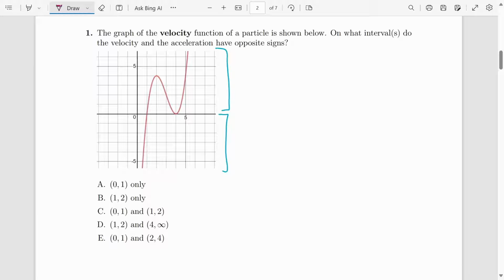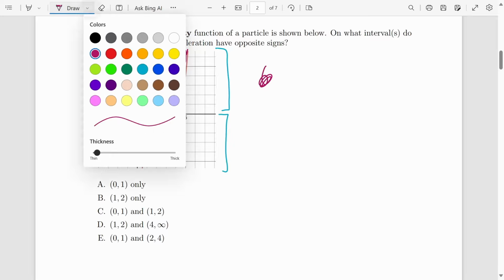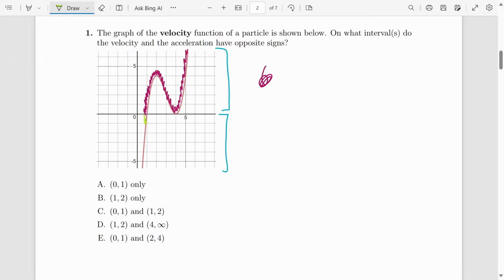So I'm going to use this kind of purple color whenever the velocity is positive, and I'll do a lime green when it's negative. So I said when the velocity is positive, it's just in the top half of the graph. So I'm going to shade the top half of the graph in this purple. And then on the bottom half, I'll do this green whenever the graph is negative. So that is our velocity.